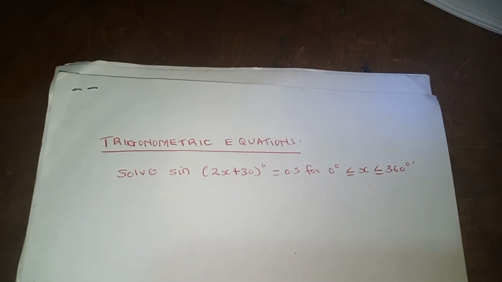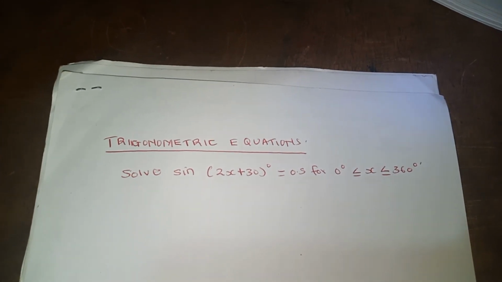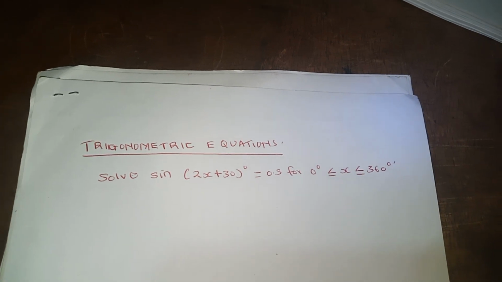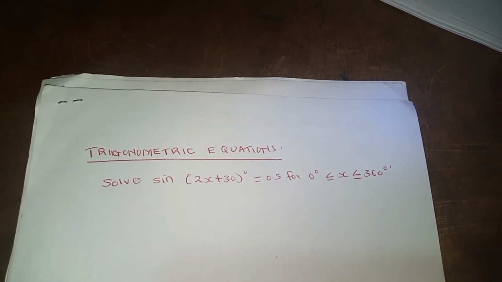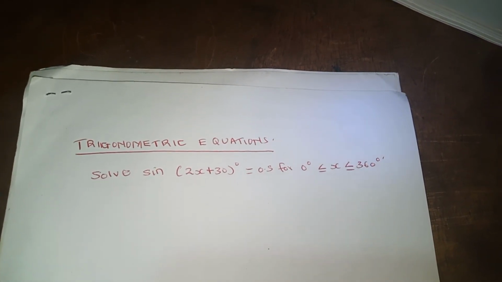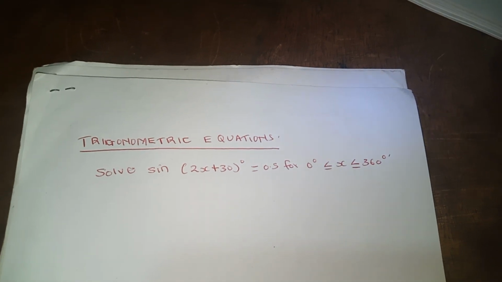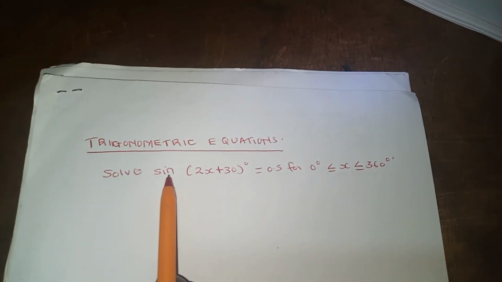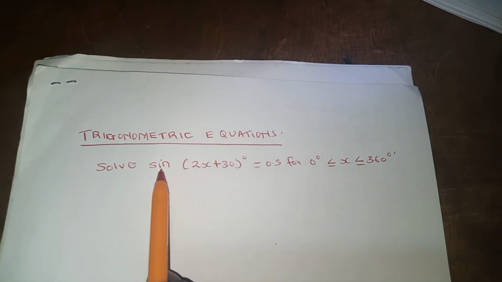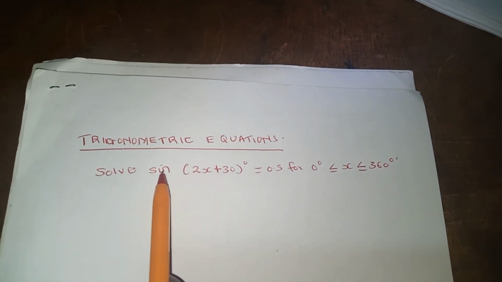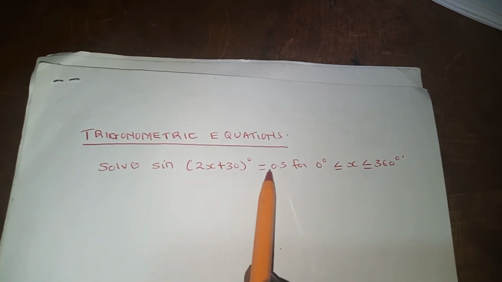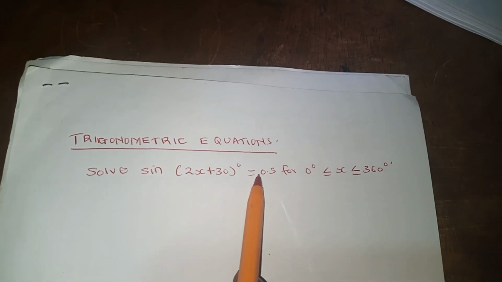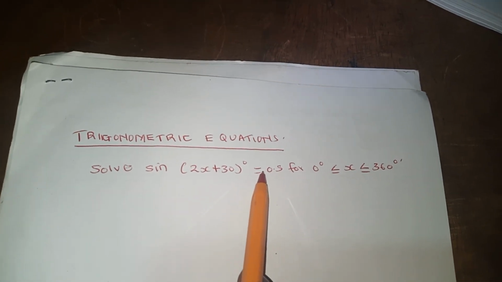When you are solving questions on trigonometric equations, you basically have to note the following things. Number one, look at the sign they're asking for. Is it positive or negative? You look here, it's equated to a positive value. So that means the angle is positive.